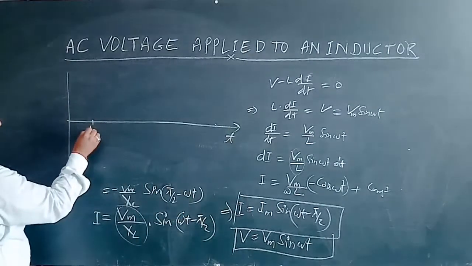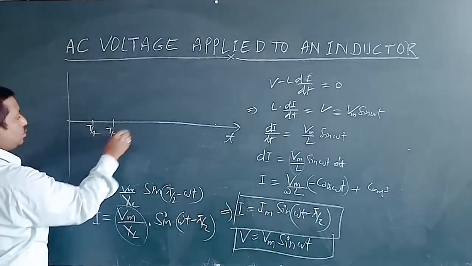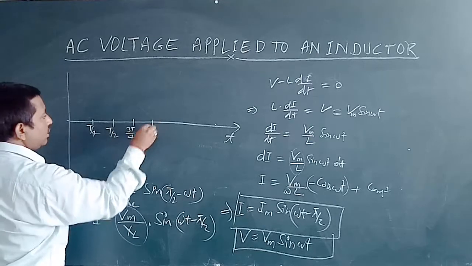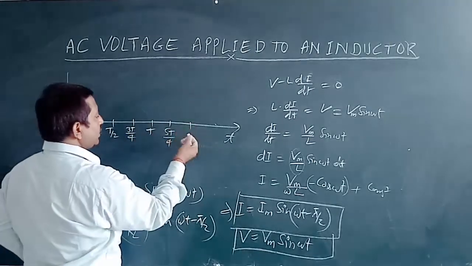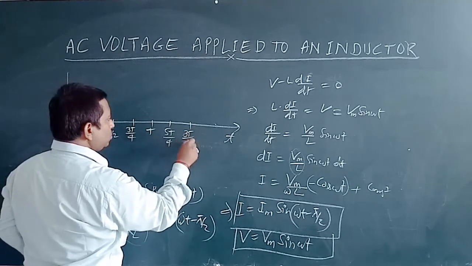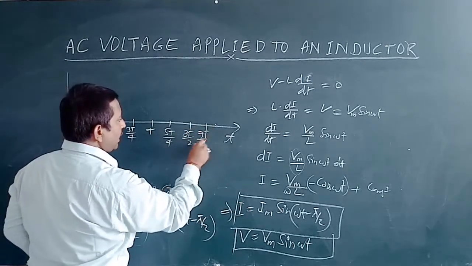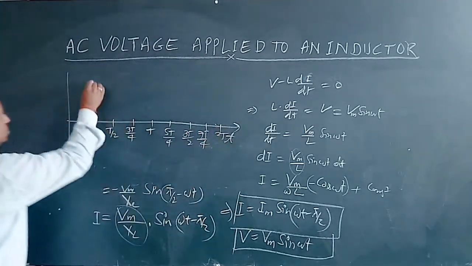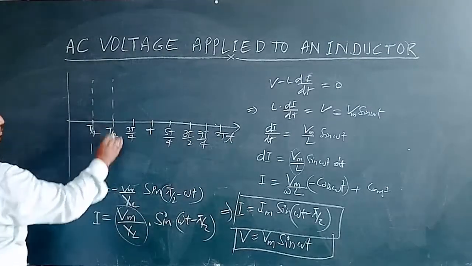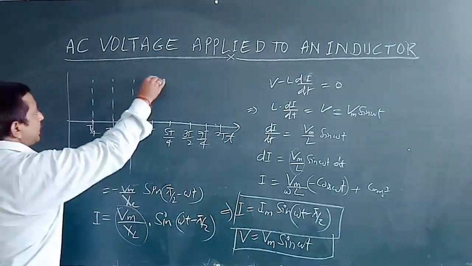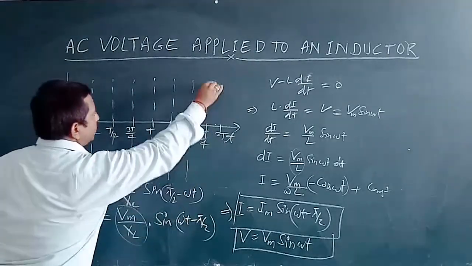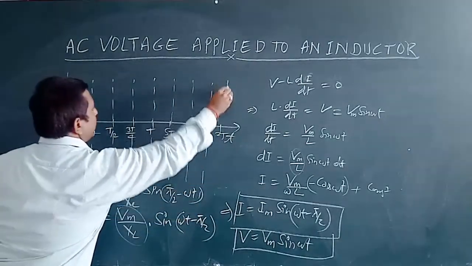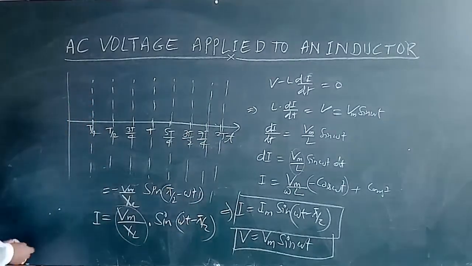So if this one is T by 4, T by 2, 3T by 4, this one is T, 5T by 4, and this is 3T by 2, this is 7T by 4, and this is 2T, and so on. So if we plot a graph to represent the voltage and current at any instant of time, or with respect to time, then you can plot it on this axis like this.